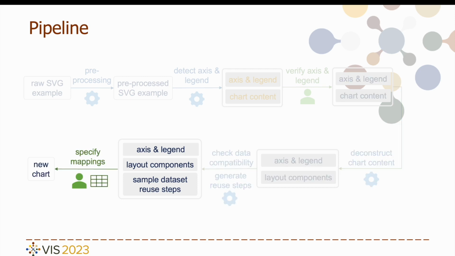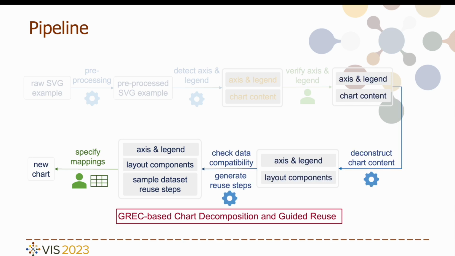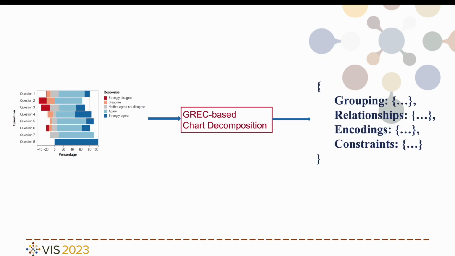Lastly, Mystique provides a wizard interface, shown in the demo, that guides the user through the reuse steps to obtain the repurposed new chart. Next, I will focus on the last two stages, so-called GREC-based chart decomposition and guided chart reuse. So what is GREC? GREC refers to grouping, spatial relationships, encodings, and graphical constraints, four semantic components we propose that can jointly represent the overall layout of a chart.